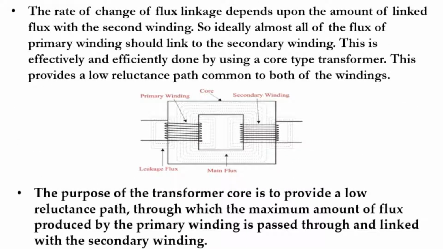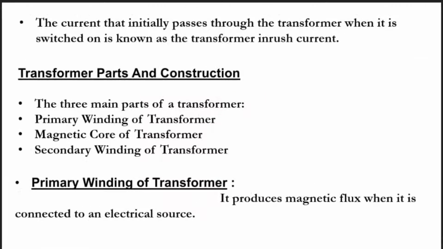The rate of change of flux linkage depends upon the amount of flux linked with the second winding. So, ideally, almost all of the flux of the primary winding should link to the secondary winding. This is effectively and efficiently done by using a core-type transformer. This provides a low reluctance path common to both of the windings. The purpose of the transformer core is to provide a low reluctance path through which the maximum amount of flux produced by the primary winding is passed through and linked with the secondary winding. The current that initially passes through the transformer when it is switched on is known as transformer inrush current.